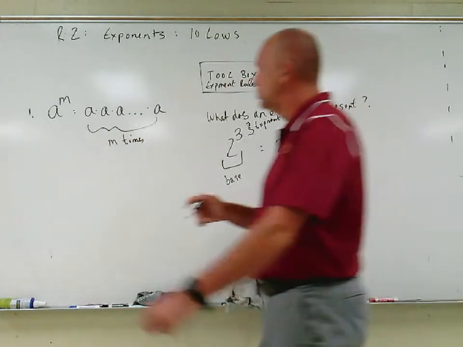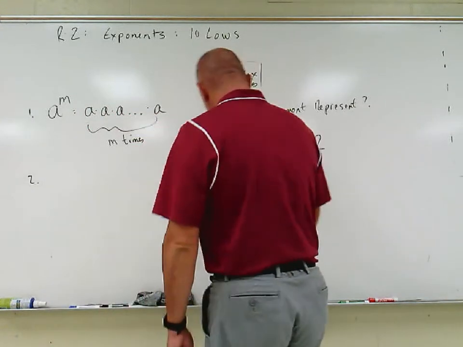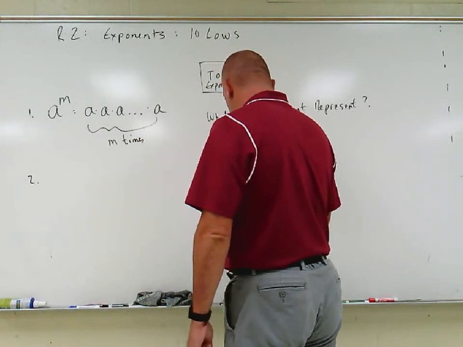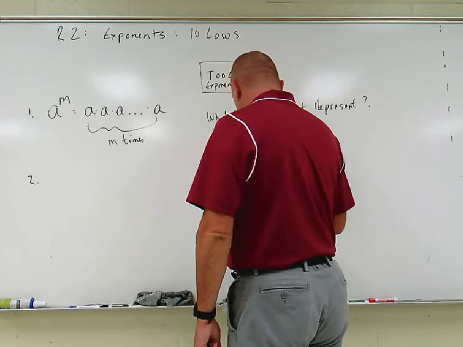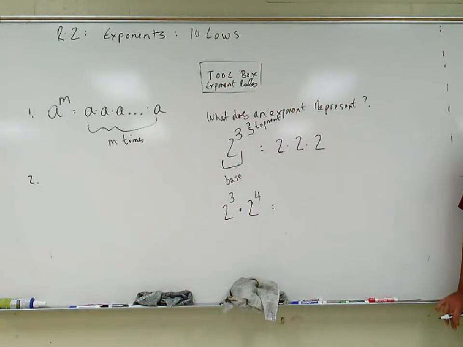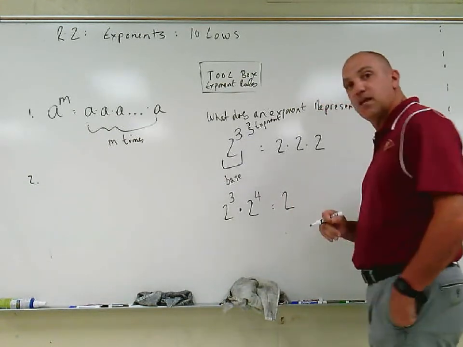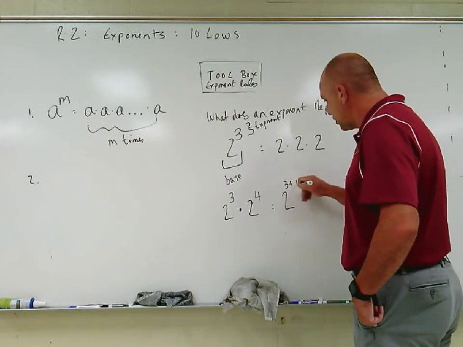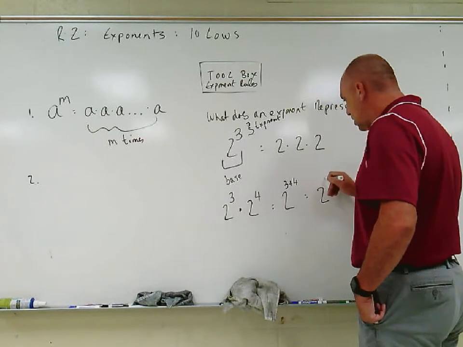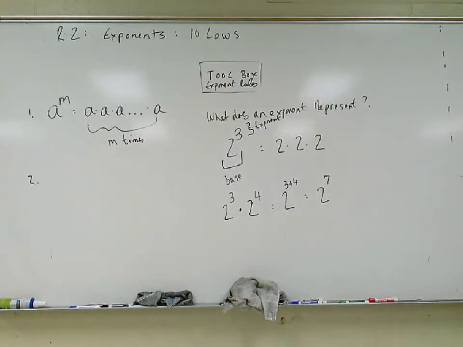Second rule. What if we had 2 cubed times 2 to the 4th? Does anybody know the shortcut you can do with those exponents? Yes, Hank? Add the exponents. You can add the exponents. So the base stays the same, you add the exponents, and that becomes 2 to the 7. That's exactly right.